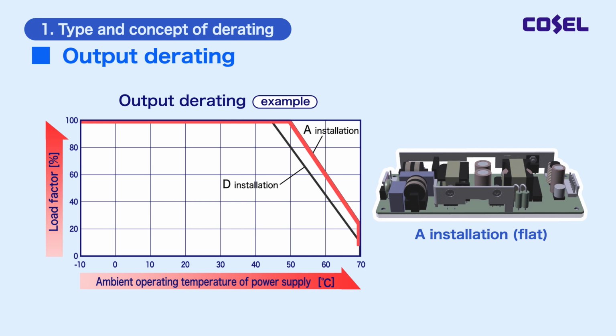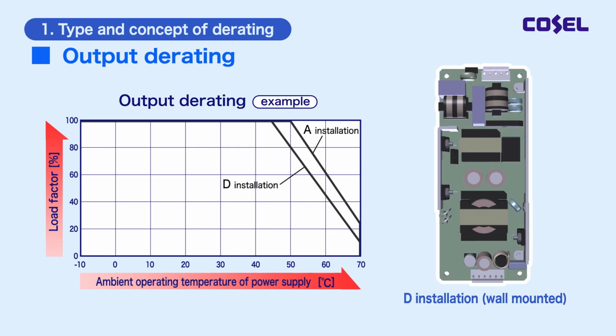The bare board power supply can be used up to 100% of rated output current with A installation and 50 degrees Celsius ambient temperature. Next, let's look at the output derating curve for D installation. Due to the location of the components in the power supply, it must be used at approximately 80% or less of its rated output current at an ambient temperature of 50 degrees Celsius.